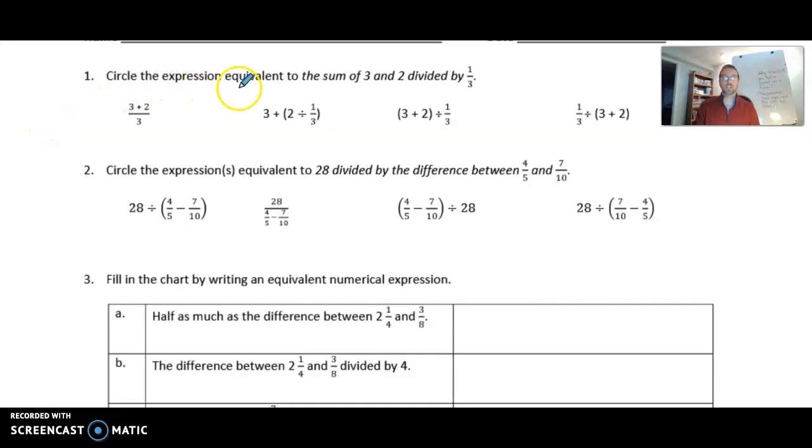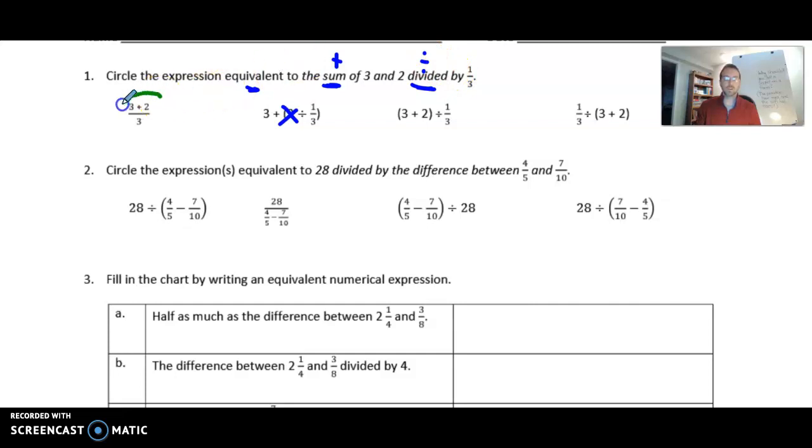We're going to circle the expression that's equivalent or the same as the sum of 3 and 2 divided by 1/3. Keyword, keyword. Right? Sum means addition, and divided obviously is divide. So we need to find something that's going to give us an answer to 3 and 2. All right, so which one is going to show us 3 and 2 added together? Well, this one so far looks like it. This one doesn't have 3 and 2 because this one's 2 divided by. So we can cross that one out. This one's 3 plus 2. That one's 3 plus 2.